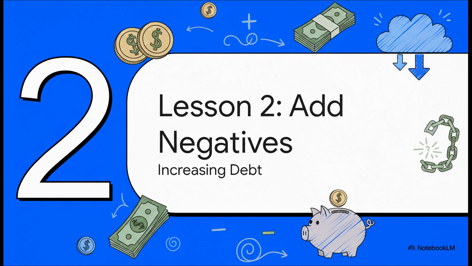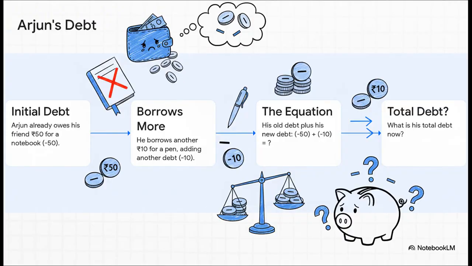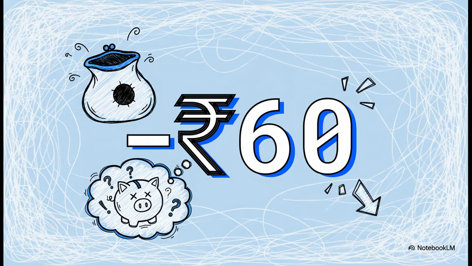Okay, brilliant. Let's move on to our next lesson and see what happens when things get a little more complicated. What happens if you are already in debt, and then you have to borrow even more money? So let's meet Arjun. Arjun is in a bit of a pickle. He already owes his friend 50 rupees for a notebook, so his balance is minus 50. Then, oh dear, he forgets his pen and has to borrow another 10 rupees, so he's adding another debt to his first debt. His equation is negative 50 plus negative 10. His debt is just getting bigger and bigger. And his total debt is now 60 rupees.